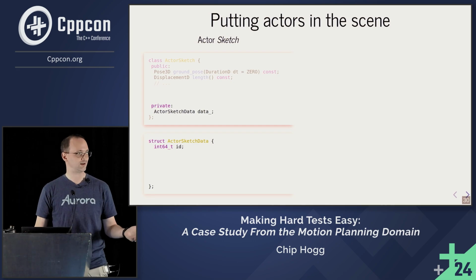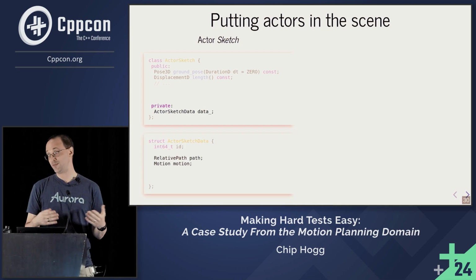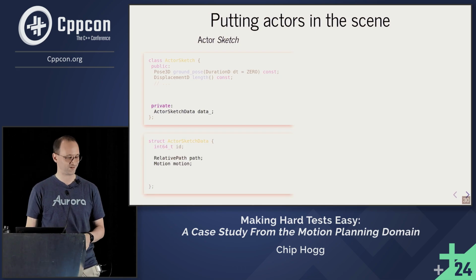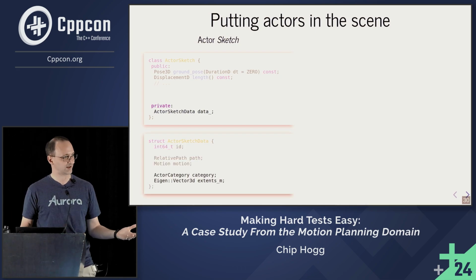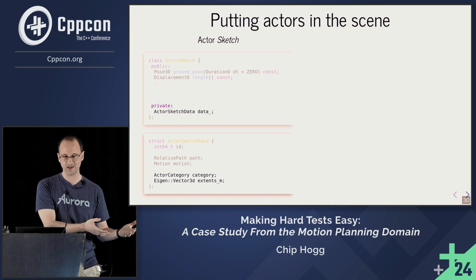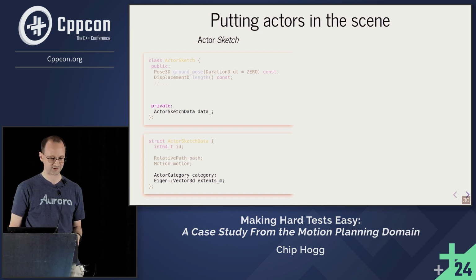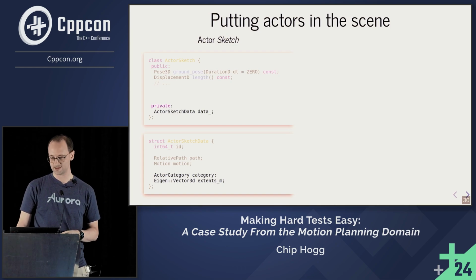So that data is going to include some kind of ID so we can track them consistently over time. The path and motion, you probably expected that one to come. Maybe an actor category, like is it a vehicle or a pedestrian or something. And then the extents, a kind of bounding box to tell you how big this actor that we're dealing with is.